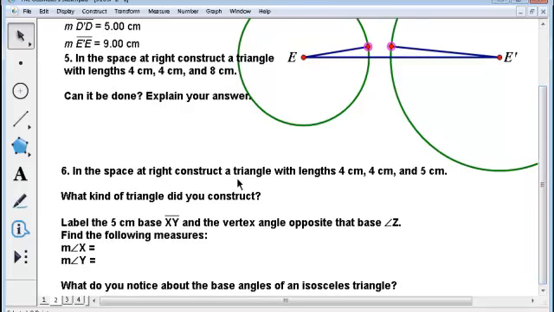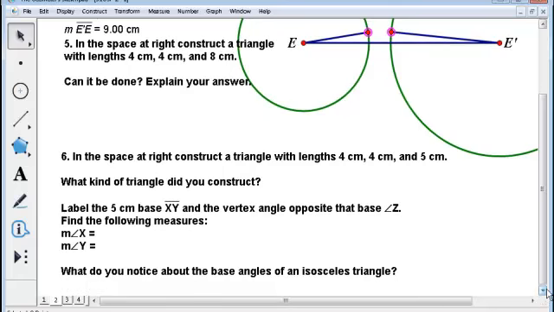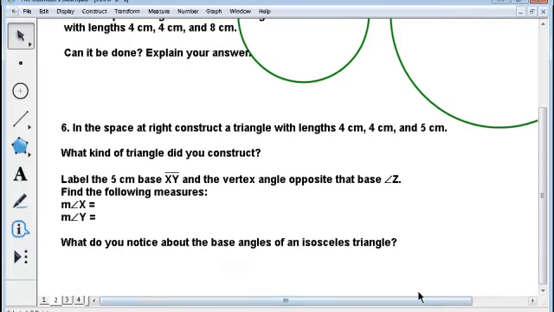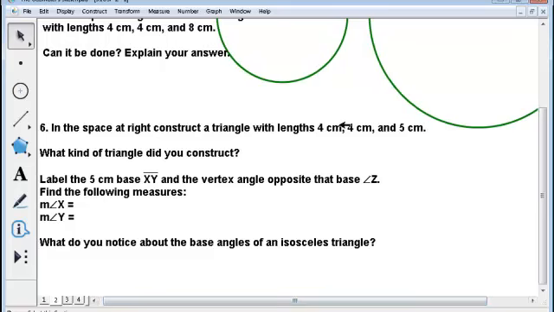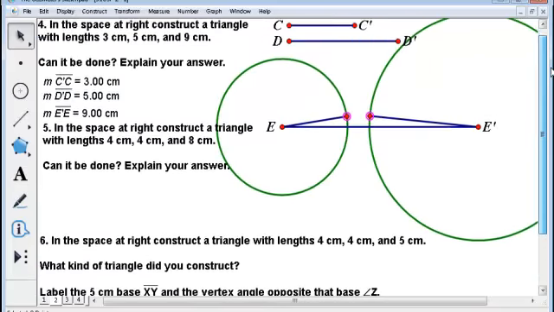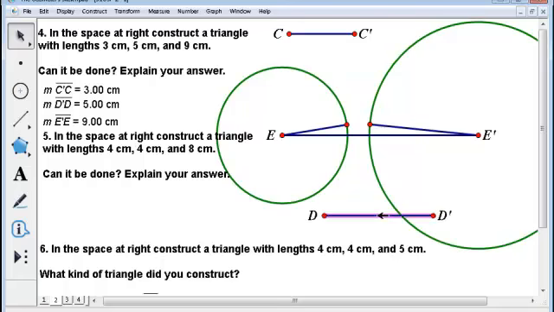Okay, I want to show you, I'm not going to do number 5 because it's very similar to what I just did, but number 6 I will show you. So let's talk about creating a triangle with sides of 4, 4, and 5. Okay, so I have only 2 different lengths, and I've already created 5, so I can pull this one down because that's already a length of 5.